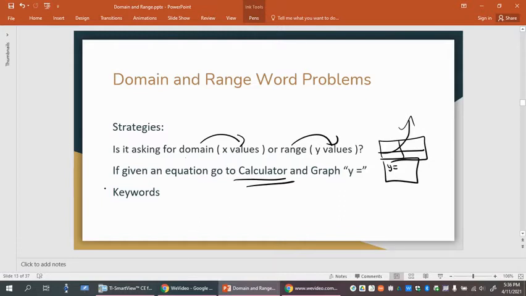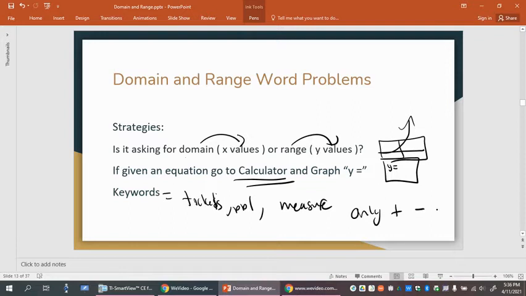Some keywords to think about too: is it discrete or is it continuous? Are we talking about tickets and people? Are we talking about measuring and foot sizes? Are we talking about only positive numbers, or are we talking about only negative numbers?